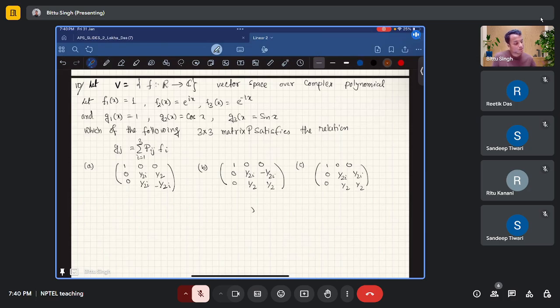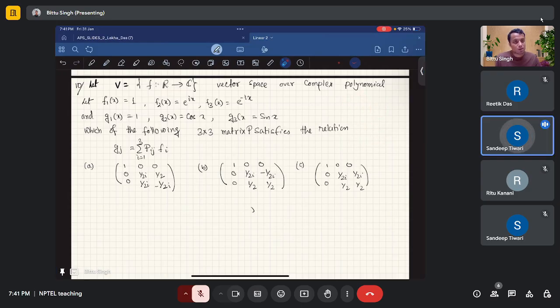Now let us consider this problem. Here V is the vector space of all functions from real numbers to complex numbers. V equals the function space consisting of functions of this form, real to complex. And moreover, this is a vector space over complex numbers. It is also clear because if any function is given, just multiply with some complex number C; C times f(x) is defined by C into f(x).